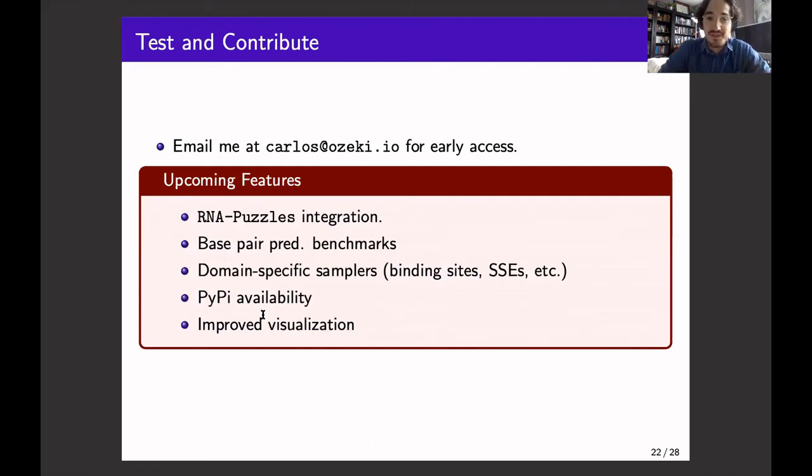Okay, so if this is interesting to you and you'd like to try it out, just send me an email and we can give you access. We haven't published the tool yet, but we're happy to have more collaborators and more feedback. We're still working on more features, so further integration with RNA puzzles, benchmarks for base pair prediction task, and some more sampling functionality, as well as it's going to be public on PyPI, and we're going to improve our visualization.